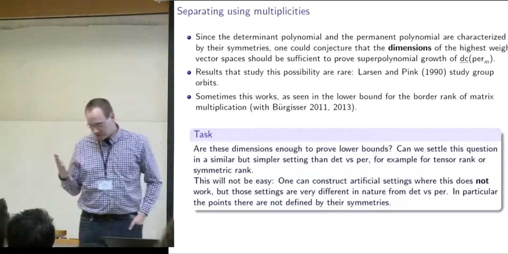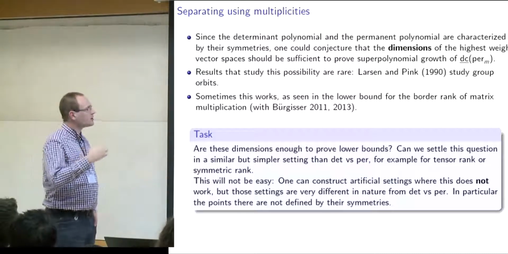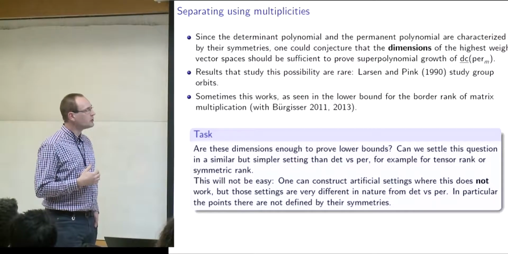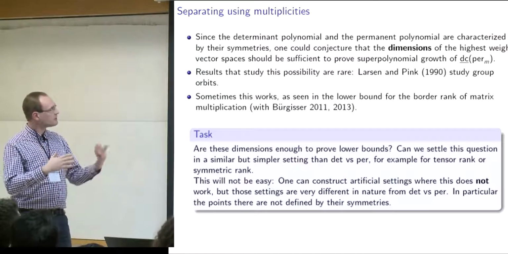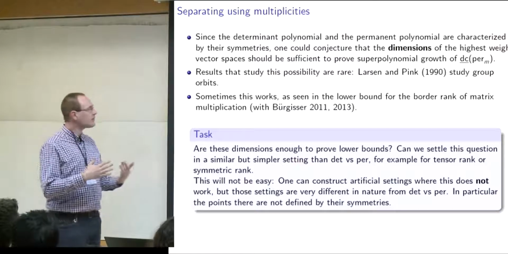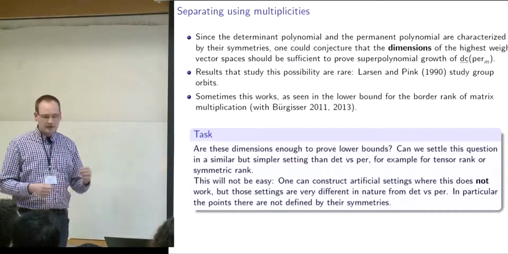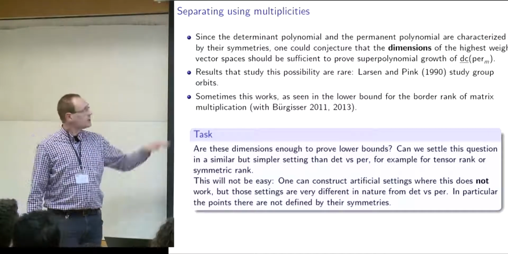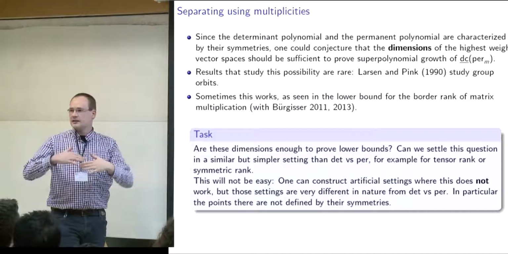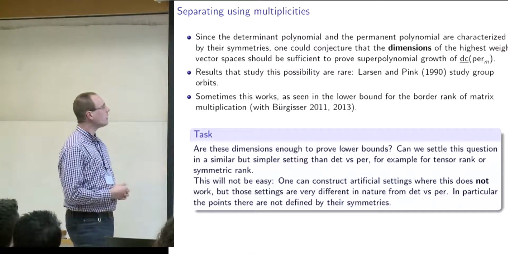It could be sufficient that these dimensions are enough to prove superpolynomial lower bounds. If one dimension is bigger than the other, then you actually get a lower bound. This can be shown. It's not necessary that the Kronecker coefficient is 0. It's just necessary that some dimension of a highest weight vector space is less than some other dimension of a highest weight vector space. That's enough to actually show a lower bound.